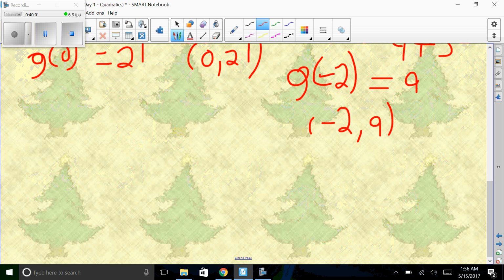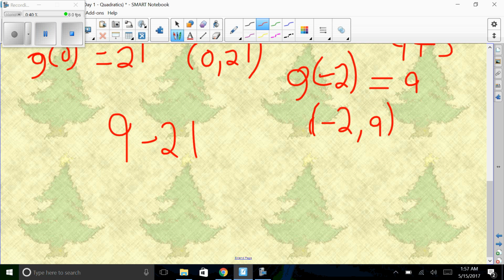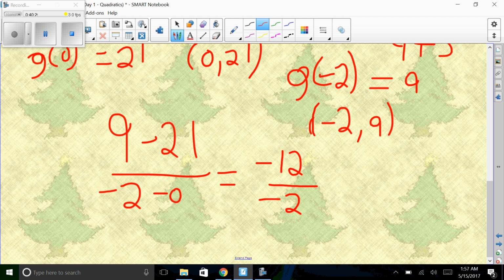And finding the rate of change, 9 minus 21, negative 2 minus 0, that's negative 12 over negative 2. Negative divided by negative is positive, so that's a 6.